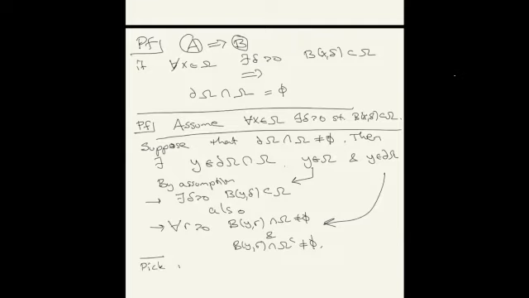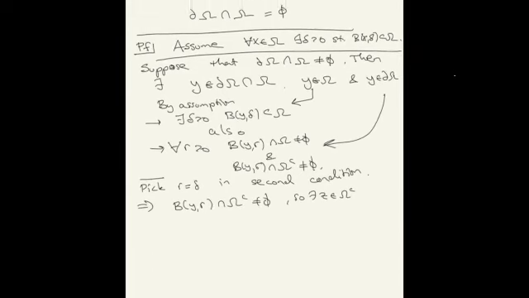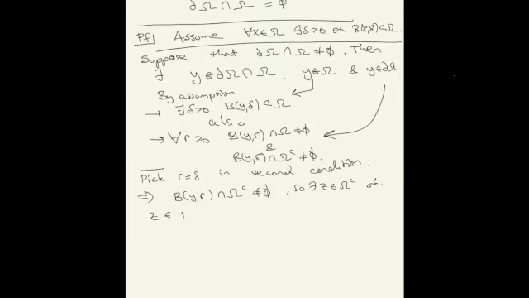Pick r equal to delta in the second condition. Then B(y, r) intersected omega complement is not empty. So there exists a z in omega complement such that z is inside B(y, r), and because r is equal to delta, this is equal to B(y, delta). And the delta here came from the first condition. So we use the delta here.